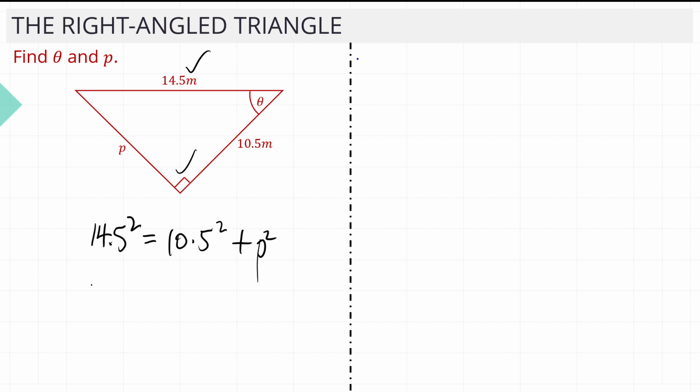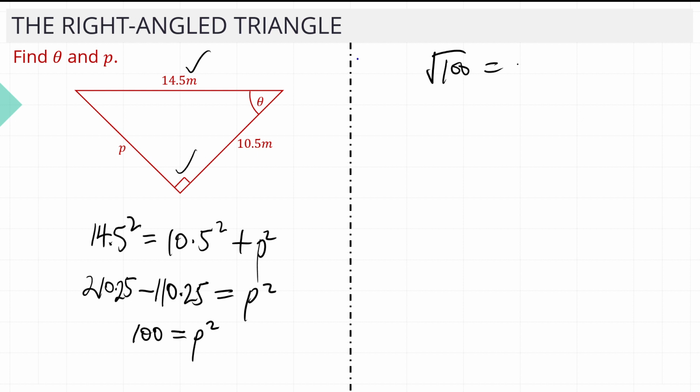14.5 squared gives us 210.25, and 10.5 squared gives us 110.25. So we now have our equation this way. We now get 100 equals P squared. Taking the square root of both sides, we have it this way, and so the value of P is 10 meters.